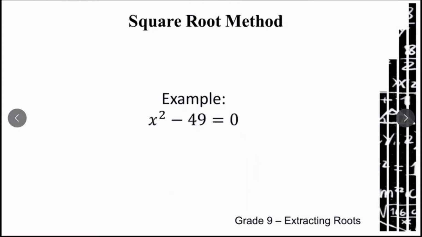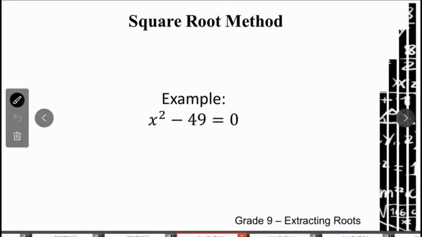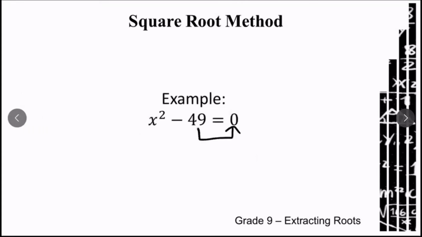Now, applying it to our quadratic equation. From here, we have x² - 49 = 0. Always remember, the square root method is applicable if we are given x squared and a number. To apply the square root, first we need to move negative 49 to the other side so that x² = 49. After that, we apply the square root on both sides.